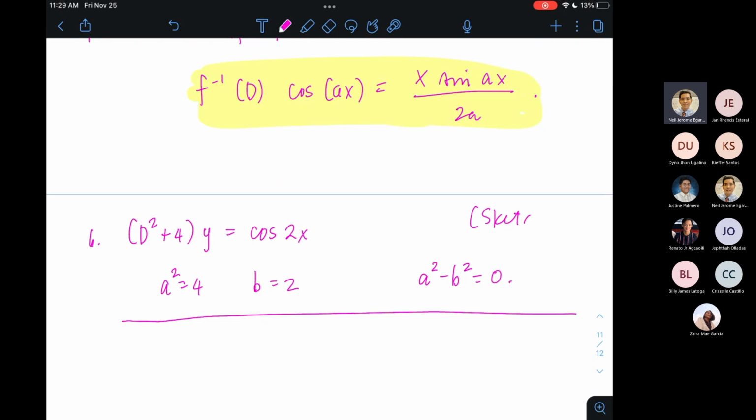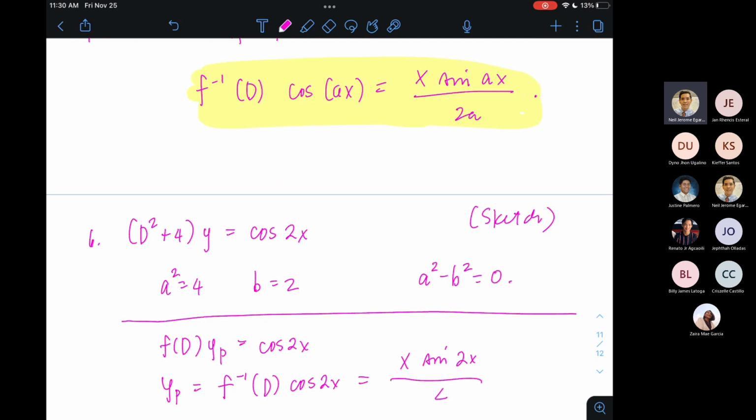So, sketch lang naman ako ng solution eh. Pero kayo, bawal na sketch lang. Dapat full solution. Now, I will find y sub p. So, f d y sub p, gusto kong maging cosine 2x. So, y sub p then will be f inverse d applied to cosine 2x. So, for this theorem, a is equal to 2. I will apply that here. So I'll have x sine of 2x all over 4.